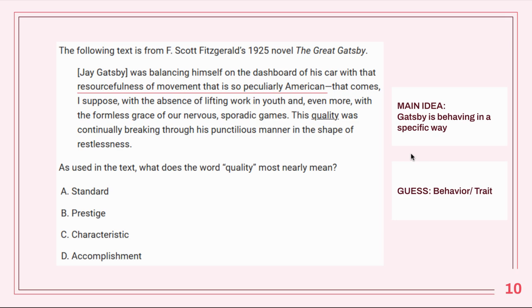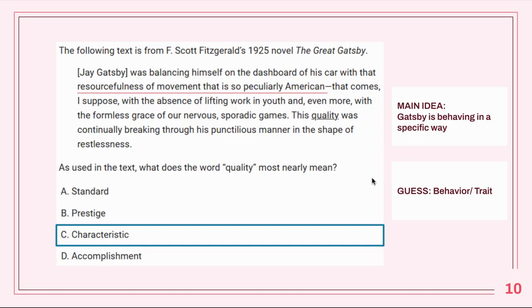So take a minute to see which one best matches up with that. I think characteristic is sort of like a behavior or trait, right? That resourcefulness of movement, that characteristic was breaking through his manner, the way that he's acting, right? Because when we're talking about how you're acting, how you're presenting yourself, you're talking about your traits, your qualities, like quality as in facts about you, how you are. So that's why characteristic makes the most sense.